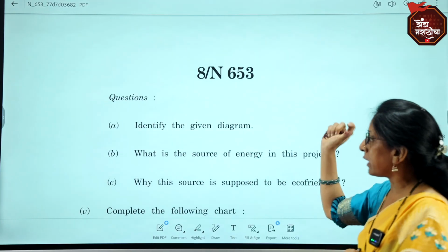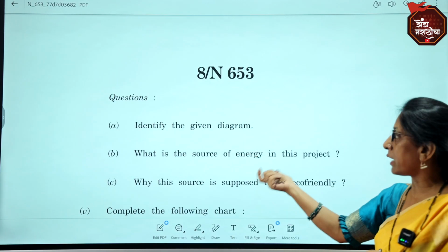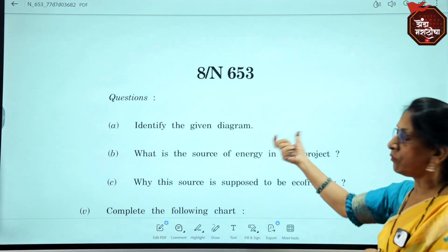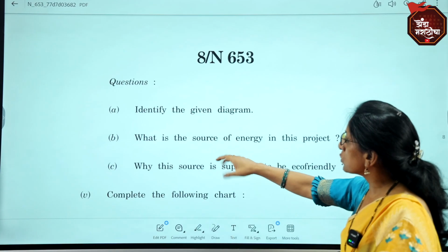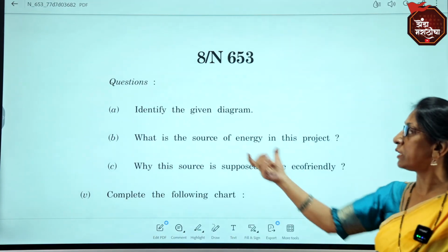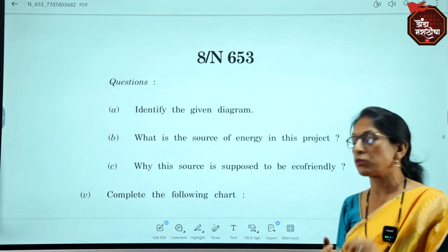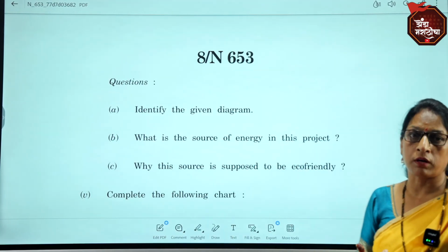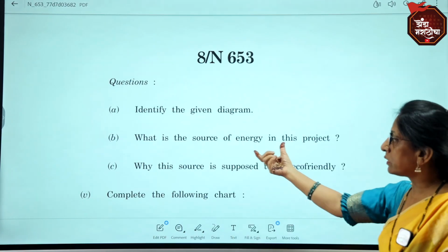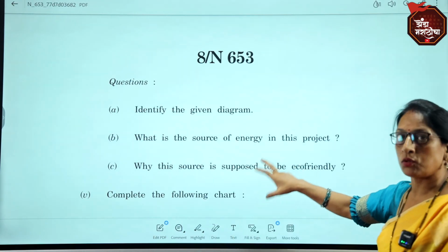Don't explain the diagrams, just write that this diagram is showing, for example, a windmill. So what is the source of energy in this project? If you write keywords only, source of energy is wind, kinetic energy of wind, then this answer is okay.